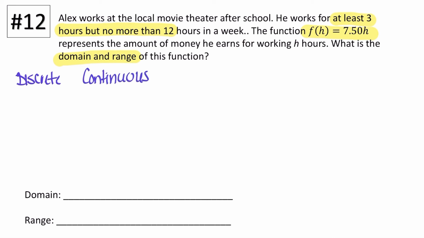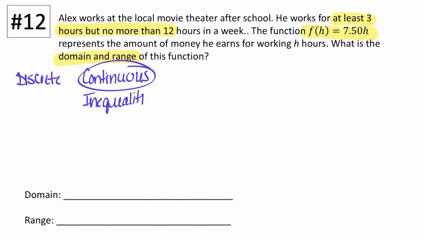So the idea here is we're talking about how much money he earns and how many hours he works. So when we're talking about money and hours, can we have half an hour? Can we have a fourth of an hour? Yeah, we can, right? When we talk about money, can we have like half a dollar or a fourth of a dollar? Yeah, we can. Okay, so this is going to be continuous because we are allowed to have decimals and fractions and things like that. So it's going to be continuous, so we know we need inequalities.